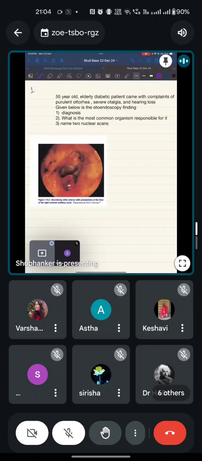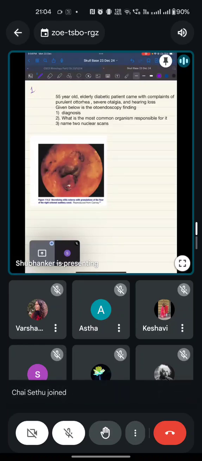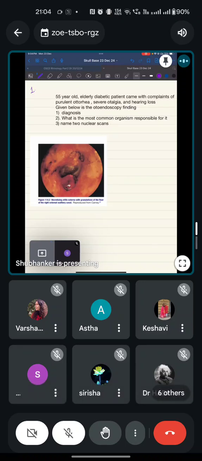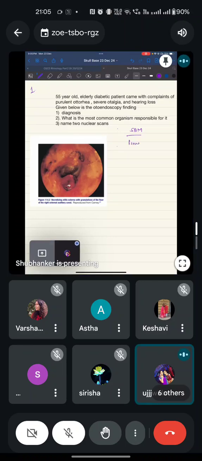So I think diagnosis in such a case will be an easy shot. Can somebody take a try for an answer for this question? What is the diagnosis? Skull base osteomyelitis. The diagnosis is skull base osteomyelitis. And second thing is, what is the most common organism for this? The answer will be Pseudomonas.